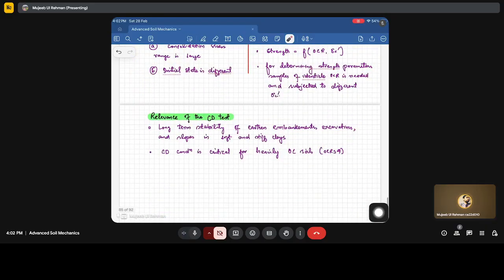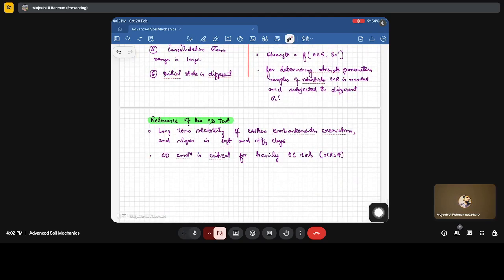Now, the relevance of CD is long-term stability, when the pore water pressure is getting dissipated. If we talk about clays, it will not take a day or a few weeks for the pore water to dissipate. It will take some months or years. So for long-term stability, we do the consolidated drained test. The consolidated drained condition is critical for heavily OC soils, with OCR greater than 4. Correct.